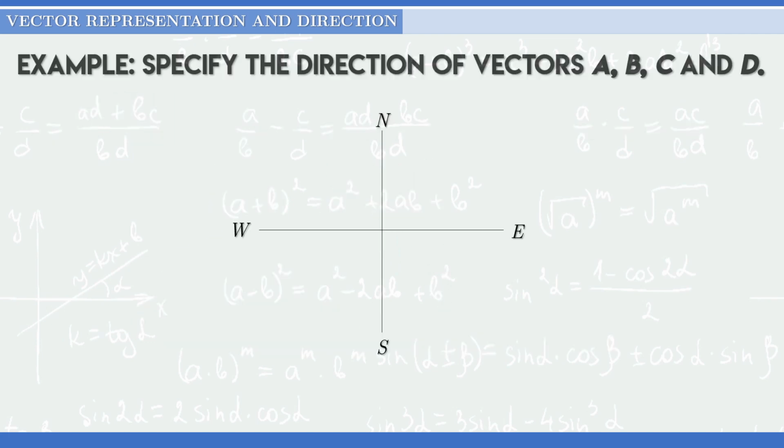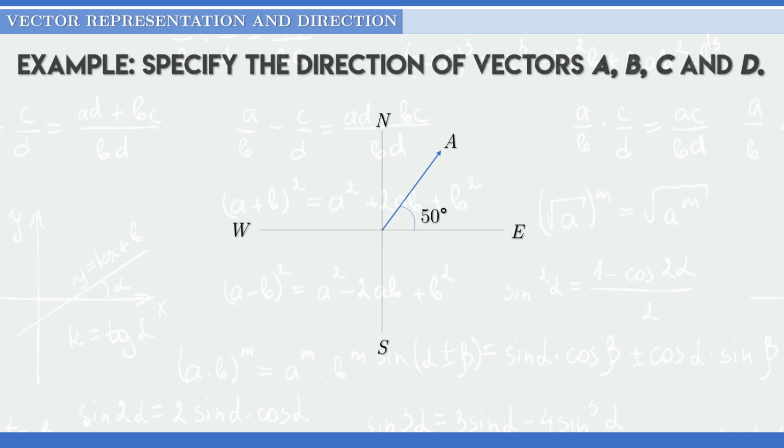The direction of a vector is the acute angle it makes with the east-west line. The word north or south is written after the measure of the angle, followed by the phrase of east or of west. For example, specify the direction of vectors A, B, C, and D.